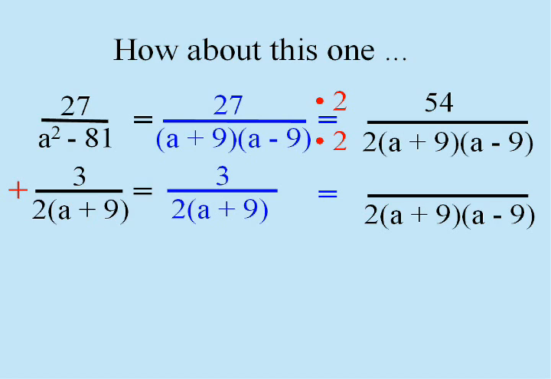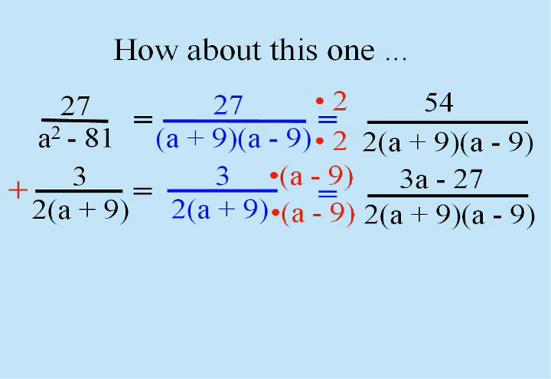Now in the lower fraction, I went from 2a plus 9, that's the blue bottom, to the LCD, 2a plus 9, a minus 9. So who's new? A minus 9. Now if I do it on the bottom, I got to do it on the top. And I'll have to distribute the 3 to the a and to the minus 9. That'll give me 3a minus 27, won't it?